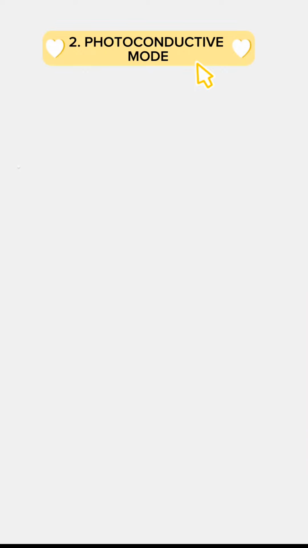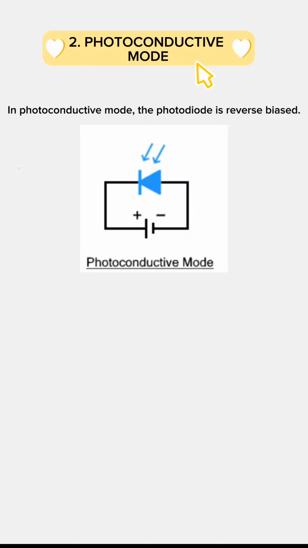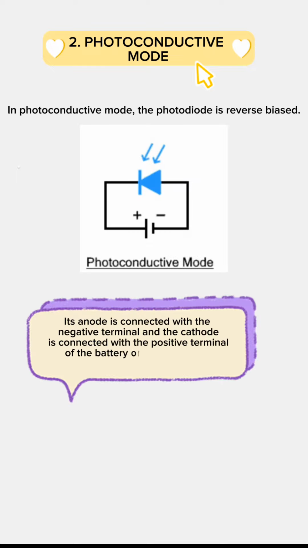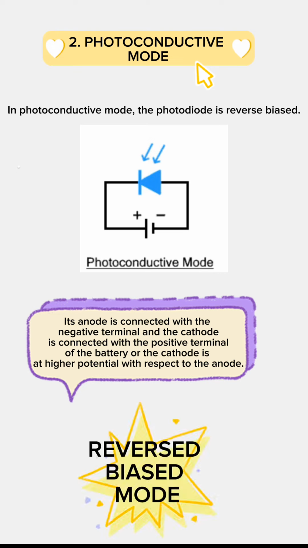Next on the list is photoconductive mode. In photoconductive mode, the photodiode is reverse biased. Its anode is connected with the negative terminal and the cathode is connected with the positive terminal of the battery, or the cathode is at higher potential with respect to the anode. Therefore, this mode is also known as a reverse bias mode.